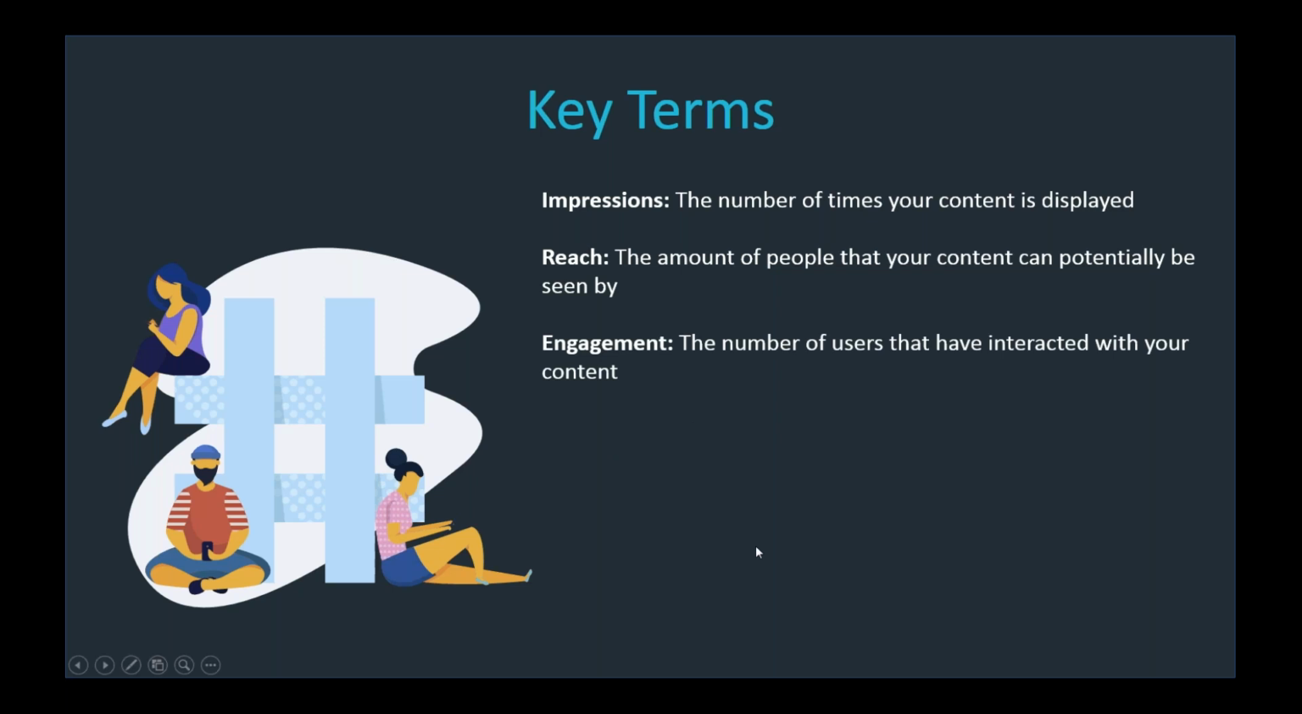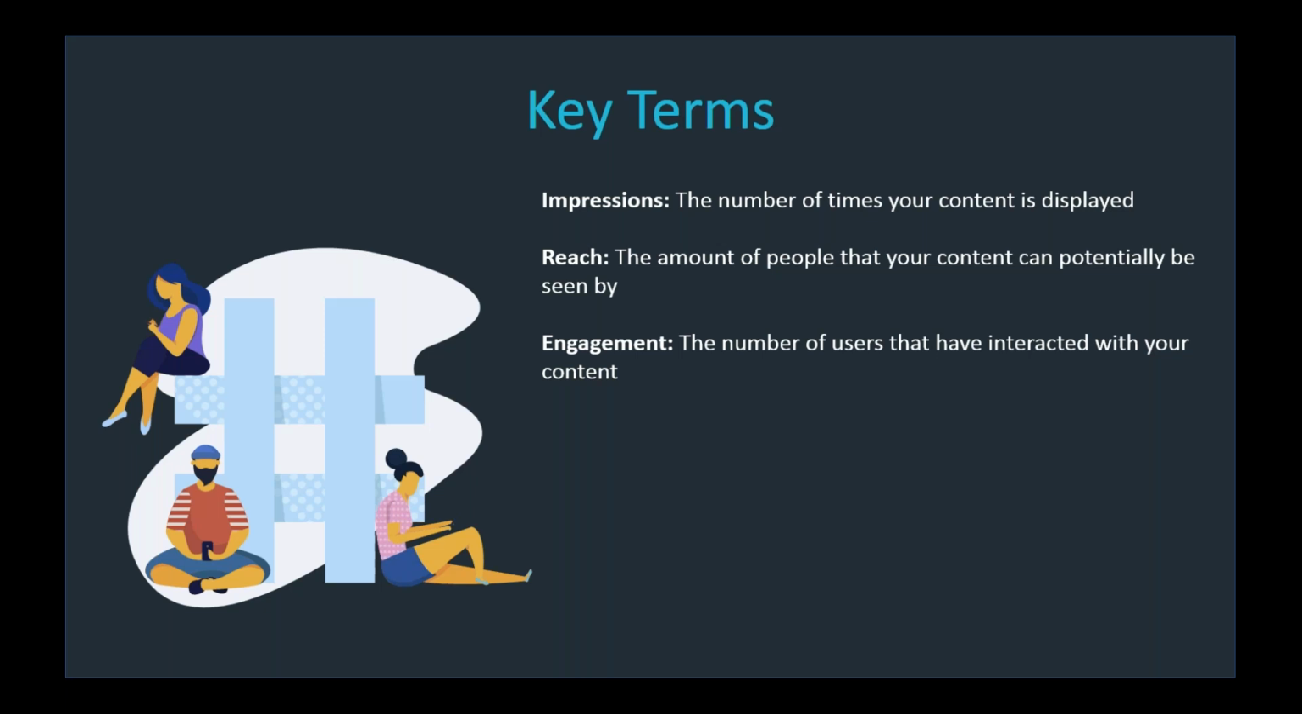The final key term is engagement. Engagement is really the most important one, because people can be seeing your content, but what you really want is them to interact with it. So engagement covers the number of users that have actually interacted with your content. The more engagement you have, the more people are liking, sharing, and commenting on your content. And really, no matter which platform you use, engagement will always be one of the most important indicators of your success. That's because having engaging content keeps your audience happy and improves its chances of going viral.